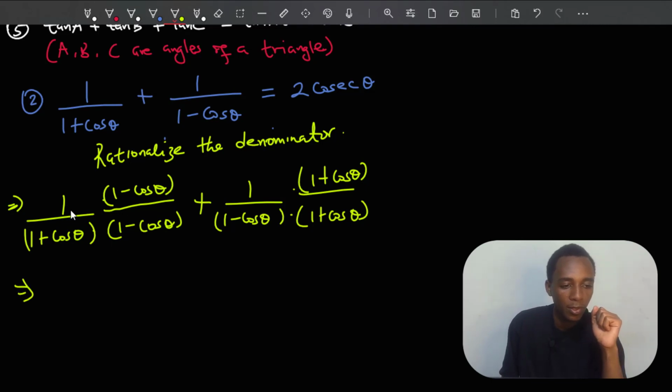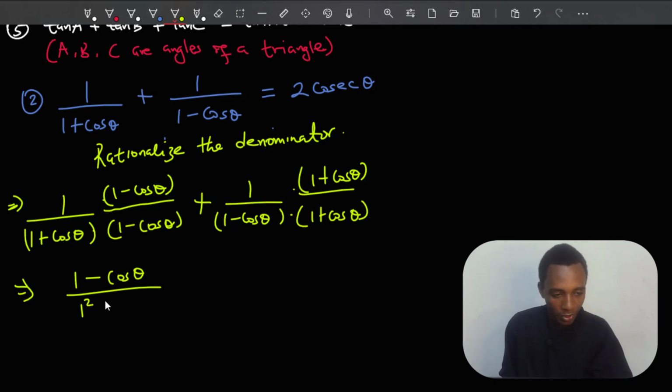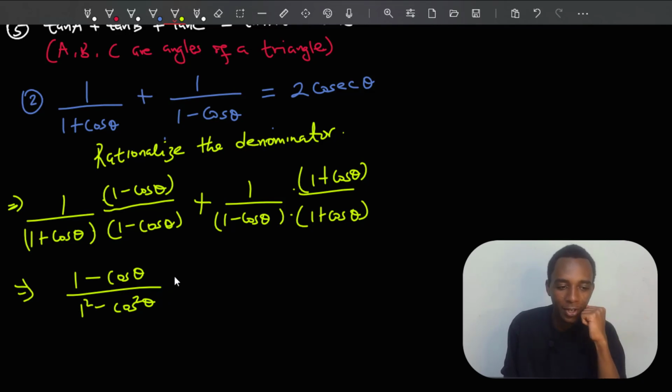Next, 1 times this here, just have whatever that is, 1 minus cosine of theta. If you look at the denominator here, it's a difference of 2 squares. That's going to be 1 squared, which is just 1, minus cos squared theta. You can prove that; we've just looked at that up there.